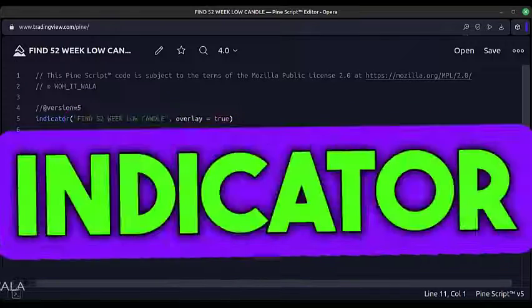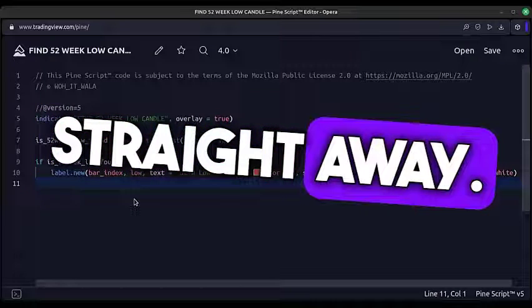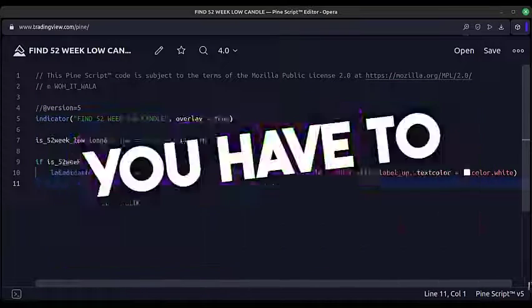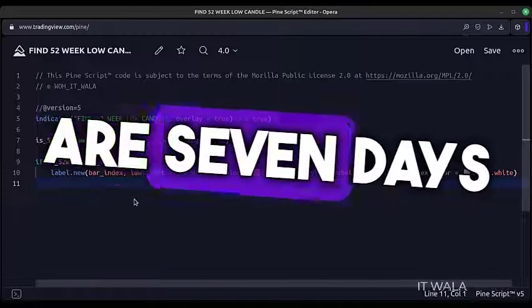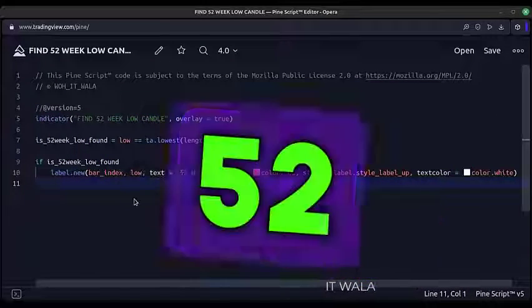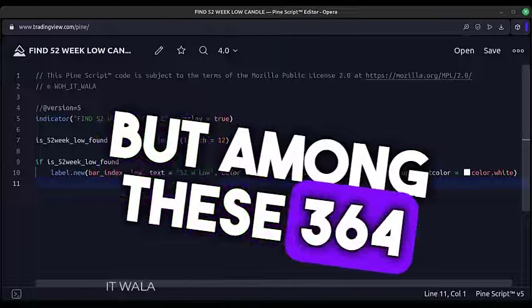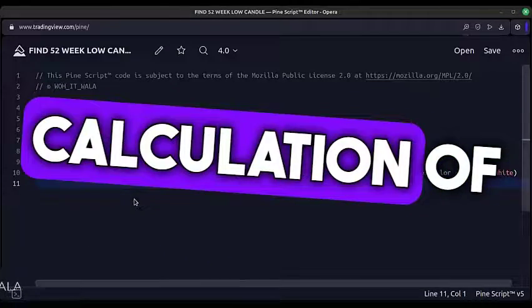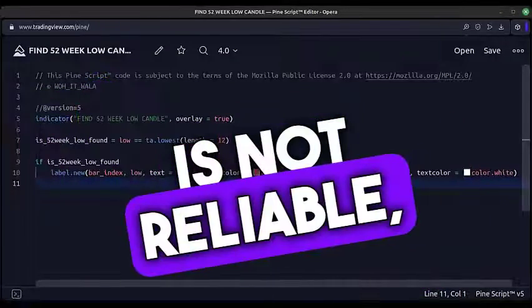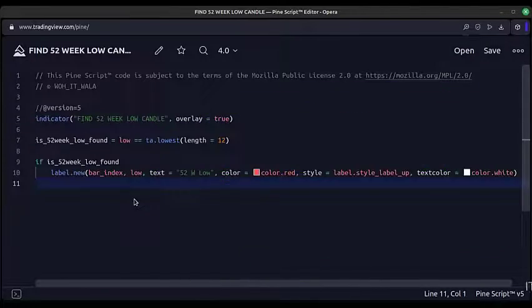If you are going to use this indicator on a weekly chart, you have to use the number 52 straight away. On the daily chart, you have to use the number 364, because there are 7 days in a week and 7 into 52 is 364. But among these 364 days, there could be many holidays, so this calculation of the daily chart is not reliable. So let's stick to either using a weekly chart or monthly chart for this indicator.